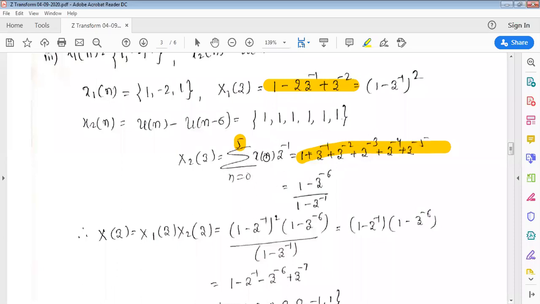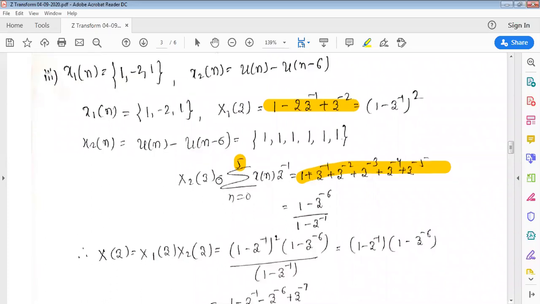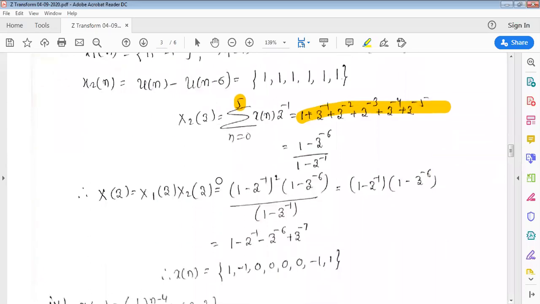That is 1 into z power minus 1 can be written as 1 minus z power minus 6 divided by 1 minus z raised to minus 1. This also can be written in this format. Once I obtain x1 of z and x2 of z, what is the formula saying? Convolution of x1 of n with x2 of n in the time domain converts into multiplication in the z domain. That is x1 of z into x2 of z.